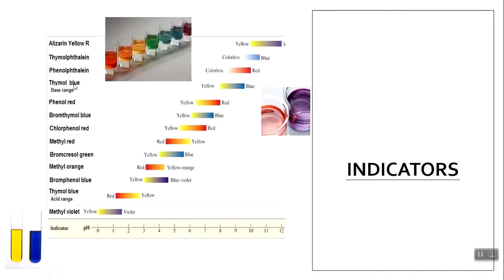There's, for example, thymol blue, where it goes from yellow to blue. There's bromothymol blue, again, yellow to blue. Phenol red, which goes from yellow to red. And then there's methyl violet, that goes from yellow to violet. So as you can see, it changes based on the pH as well, okay?